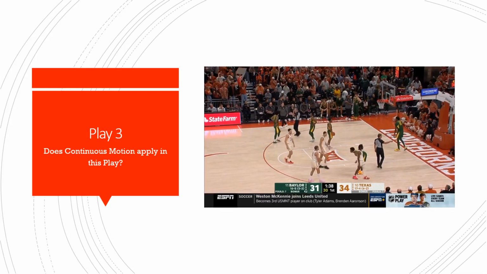Does continuous motion apply in this play? This one was pretty simple. In this particular play, our ball handler dribbler was able to release the basketball for the try, aka shot attempt, and was fouled after the release of the try. Continuous motion clearly applies in this play. Let's look at the next play.